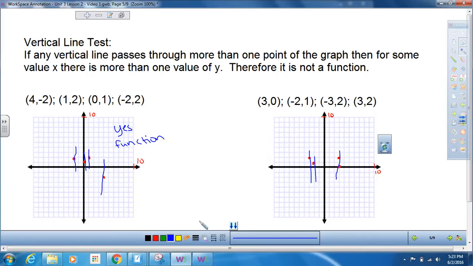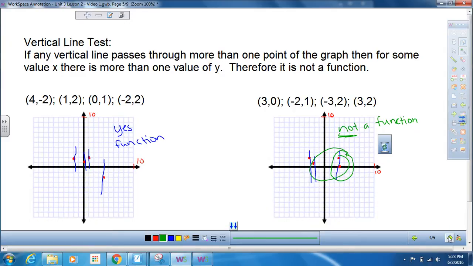So what happens is that this vertical line, just this one, went through 2 points. That means that it failed the vertical line test, so it is not a function. So if a vertical line, any vertical line, goes through more than 1 point, then it is not a function. It fails the vertical line test.